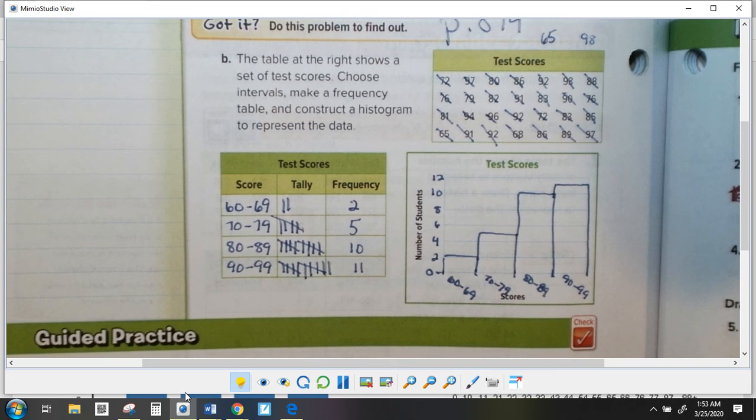We already have a title. We already have some labels on the side. And there you have it. We've made a histogram.